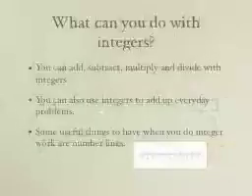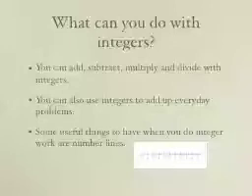Some useful things to have when you do integer work are number lines, like the one right here. Absolute values. Absolute values are numbers with the same distance from 0. For example, the absolute value of 3 would be negative 3. If you add these two numbers together, you will always get 0.